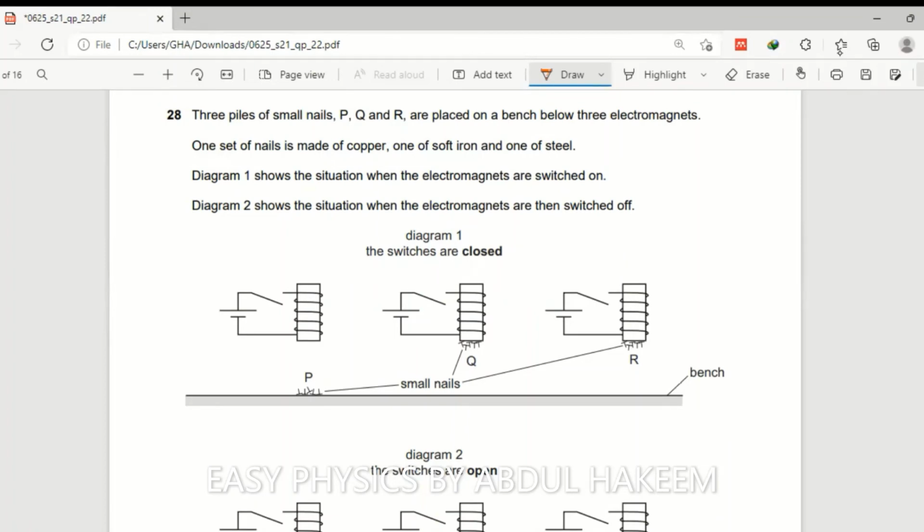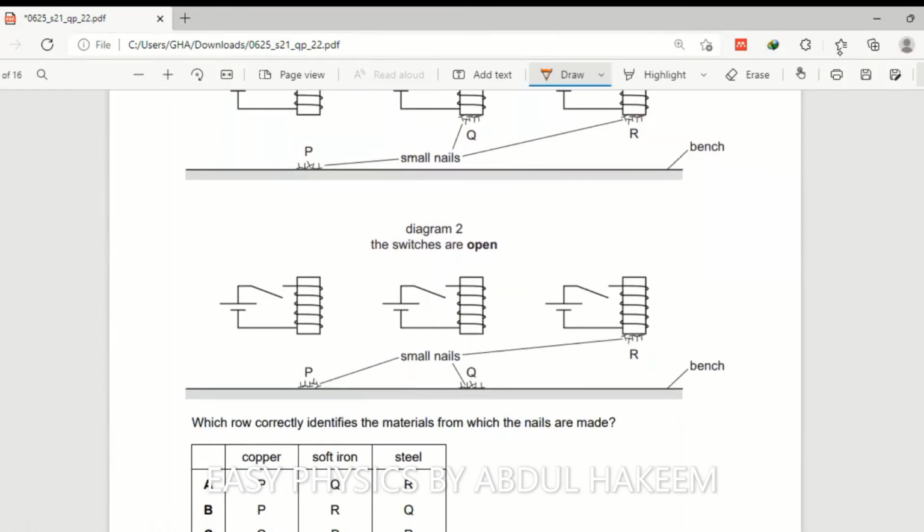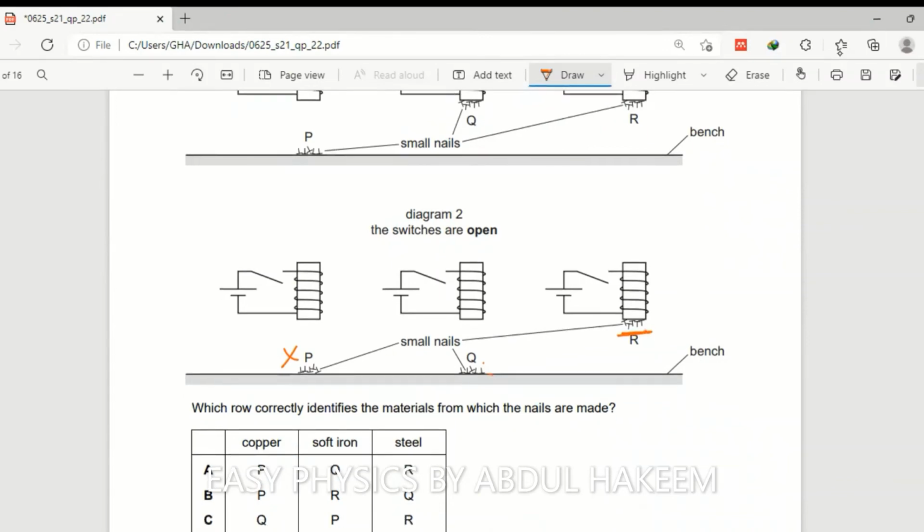Q is attracted, R is attracted, and in the second diagram, Q falls after the switch is opened. So it means this is not a permanent magnetic material. This one is neither attracted, so it is not a magnetic material. And this is a magnetic material, but it's a soft magnetic material. And this is a permanent magnetic material because after the switch is off, it still remains there. So it is permanently magnetized.